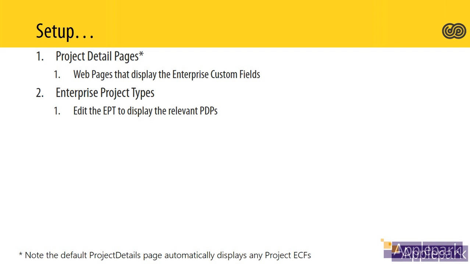The next bit we need to do is, now we've created a couple of enterprise custom fields, we need to make sure that they're available for the project manager to complete. Okay, so just because we create them doesn't mean they're visible anywhere. Okay, so I'm going to go and create a new project detail page, or a PDP, that shows that project status, the project risk, and the project phase. Okay, those are the fields that are going to be on that PDP.